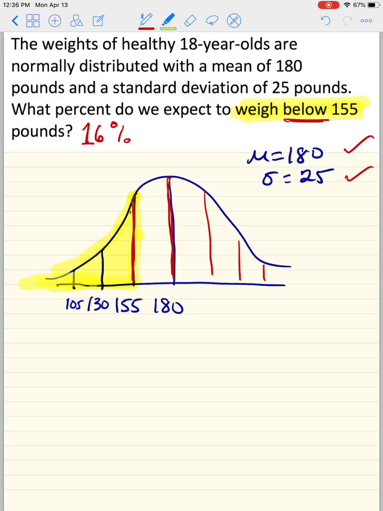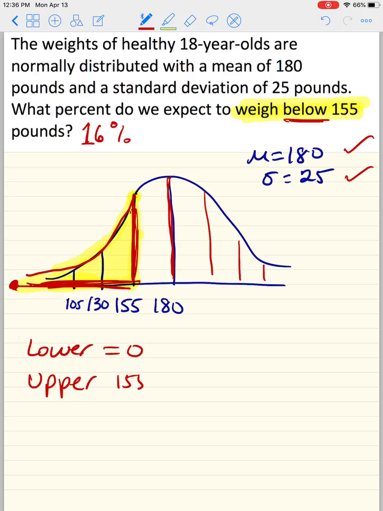So what is my lower bound? My lower bound is always going to be this guy down here. I can pick 100, I could pick 95, but I want to make sure that I grab the right number, so I could just put 0. My upper bound, well, where does it stop? You want it between this number and this number. So my upper is 155, my mu is 180, and my sigma is 25.